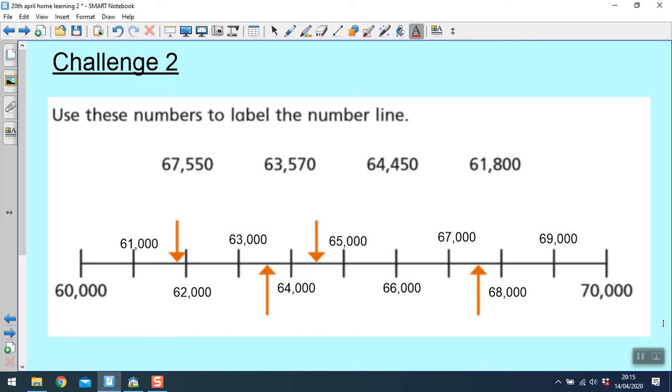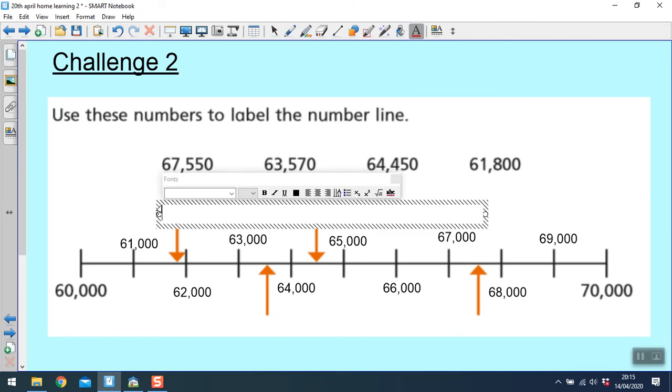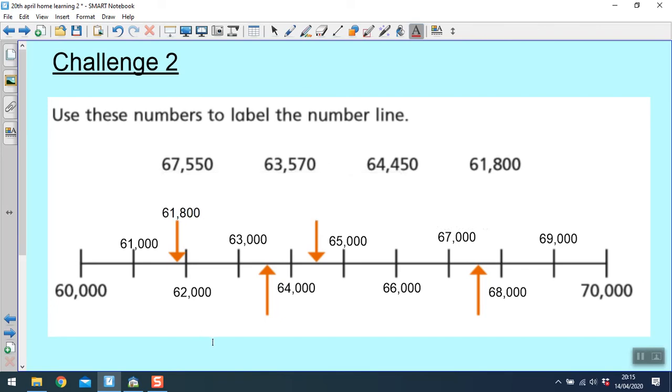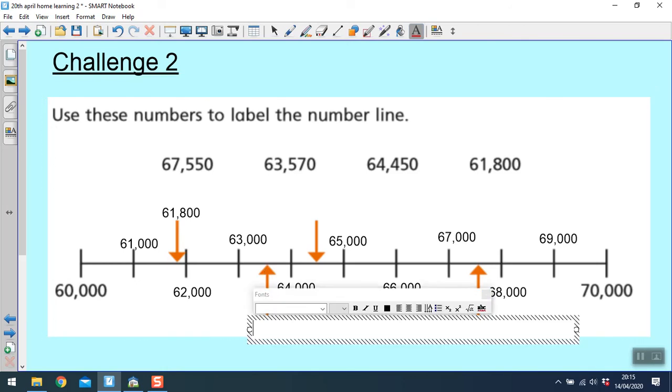Okay, so over here I can see 61,800. That's going to be between 61,000 and 62,000. So that's going to go over here, 61,800 on that first arrow. Here my arrow is between 63,000 and 64,000. It's got to be 63,000 and something. So it's going to have to be this one, 63,570.